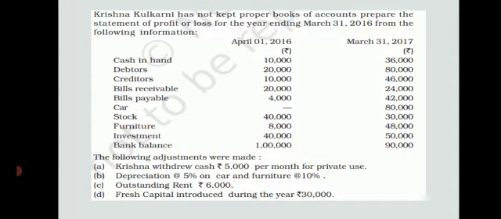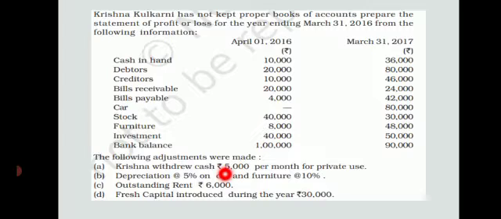Now in this problem we are taking a problem with adjustments. The following adjustments were made. Krishna withdrew cash rupees 5,000 per month for private use. Here they have clearly said private use, which means it is drawings. Second is depreciation at 5% on car and 10% on furniture. So you are supposed to calculate depreciation on car at the rate of 5% and on furniture at the rate of 10%. Outstanding rent is rupees 6,000.